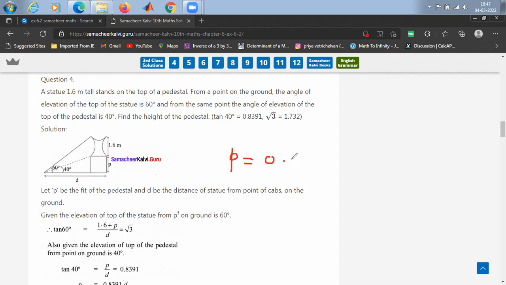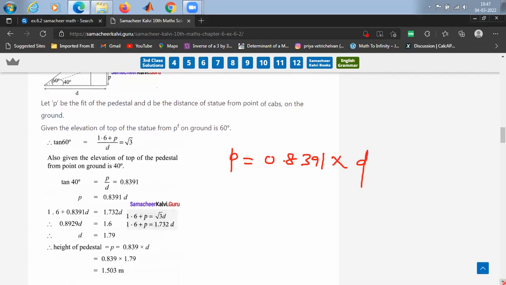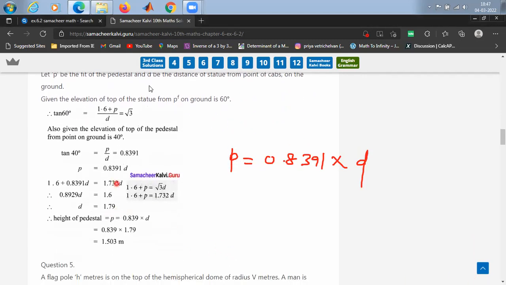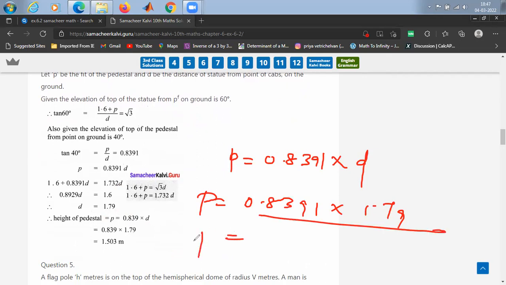P is equal to 0.8391 into D. You know the value of D, we just found that, which is 1.79. So P is equal to 0.8391 into 1.79. Solve them, you will get the value of P. So they are getting 1.503. I hope it is clear. We'll move to the next question.